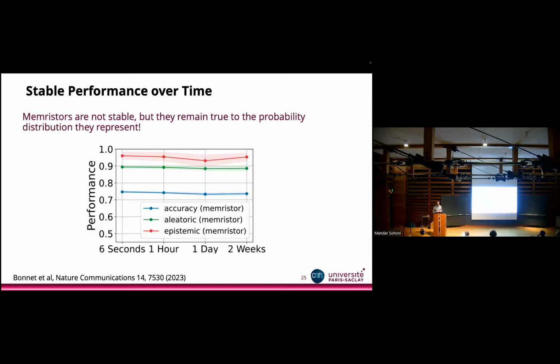The thing that is also nice is that now the memory stores are not really supposed to represent a specific weight value. They're supposed to represent a specific probability distribution. So it doesn't matter if they are not stable, as long as they represent the same probability distribution. And so you see that even without doing program and verify, we have a performance that is stable over weeks. We're not able to test longer.